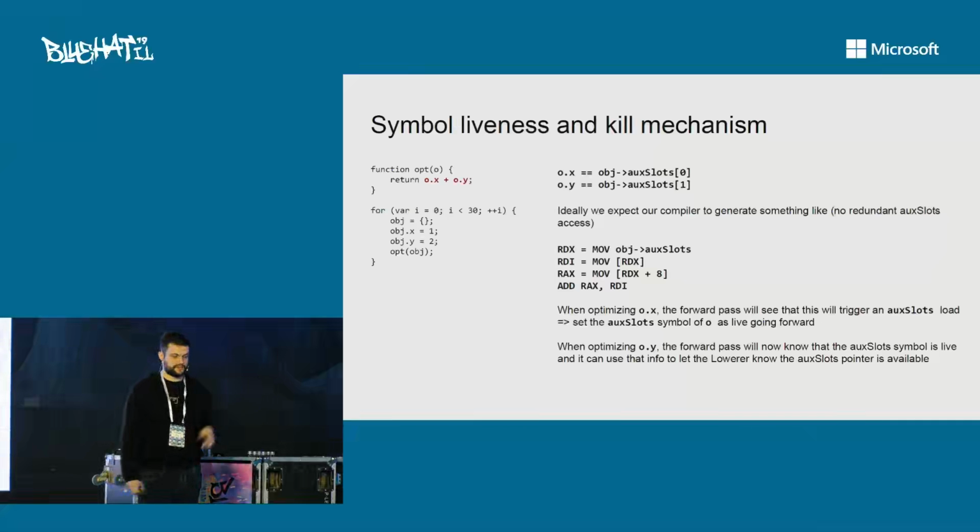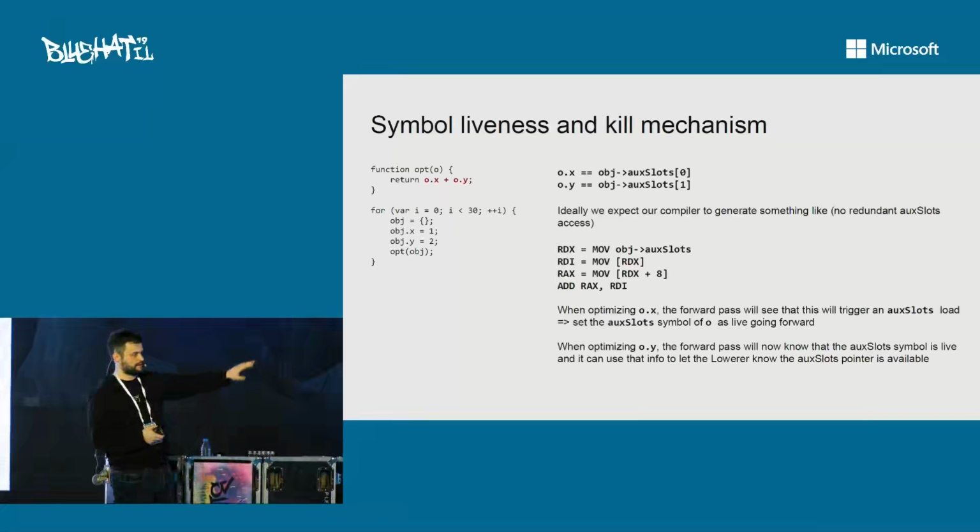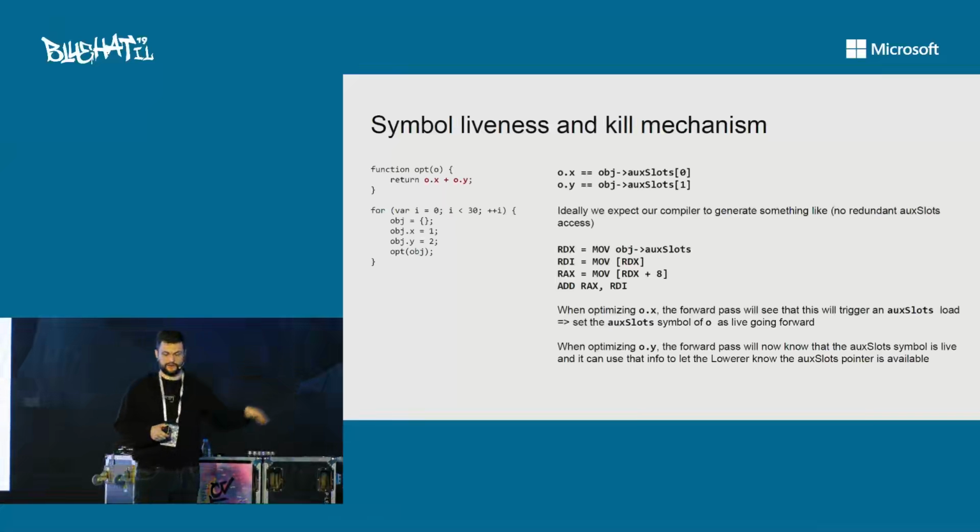We take the same example, where we add two object properties together. Here, property X will be in my aux slots array at offset 0, property Y will be in my aux slots array at offset 1. What you expect from your compiler is that it will be smart and see that it dereferences the same array twice at two different offsets. So you expect that the compiler will only load the array pointer once, and then dereference that twice. So you probably expect assembly code that's as close as what I have here.